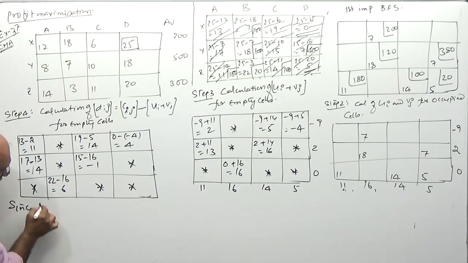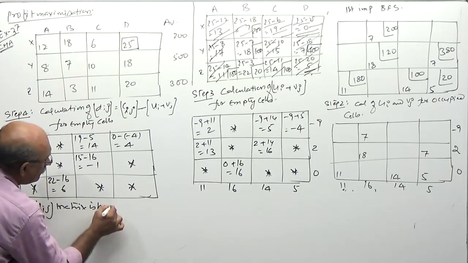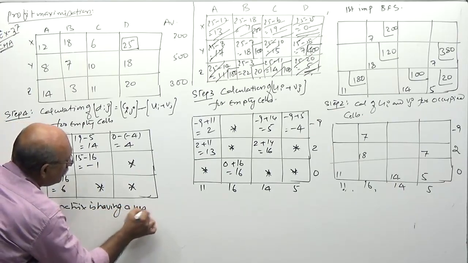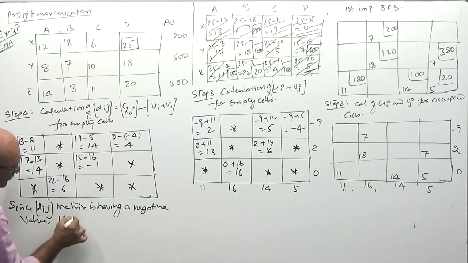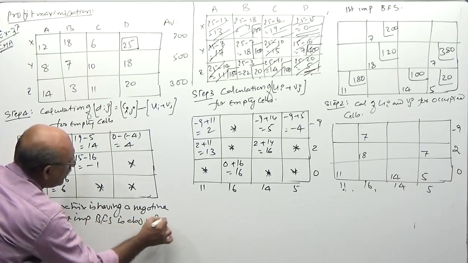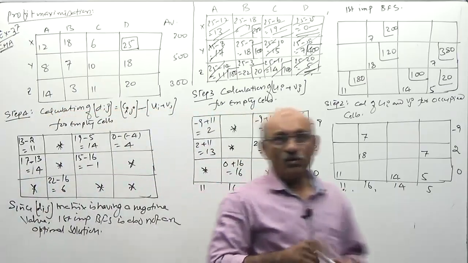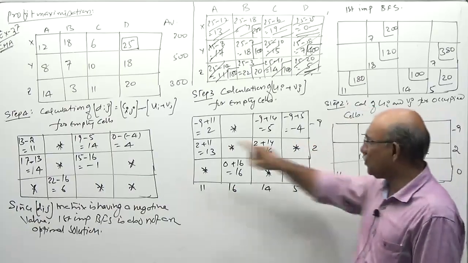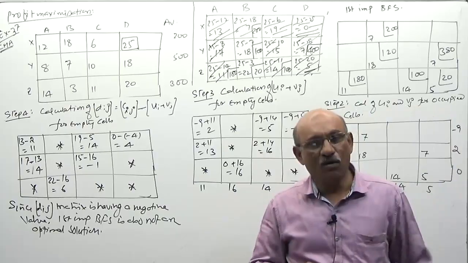Since the Dij matrix has a negative value, the first improved BFS is also not an optimal solution. So we have to improve, sir. Then what do you have to do now? These are 3 steps you have to take. Note down these 3 steps. 1 minute time.